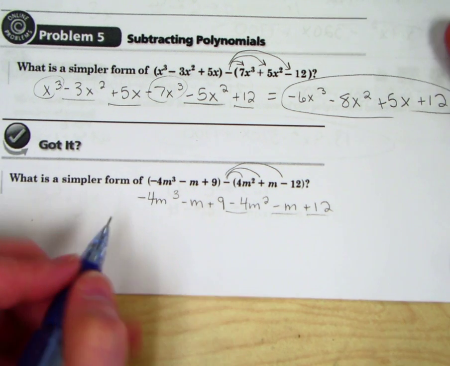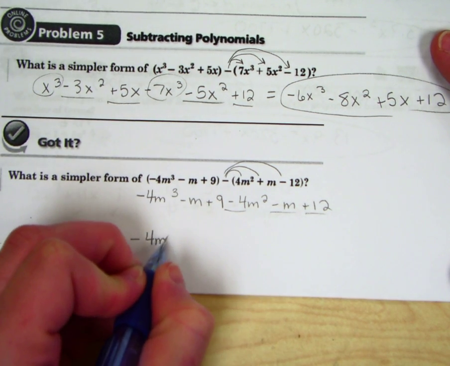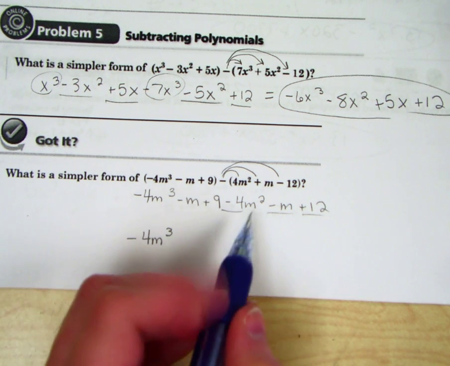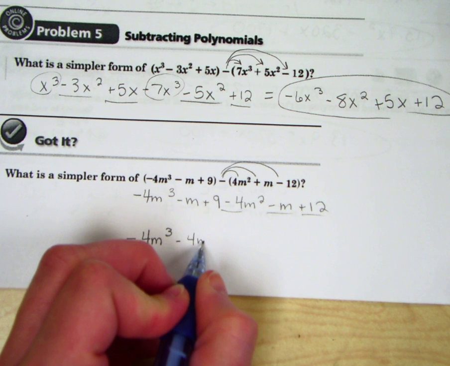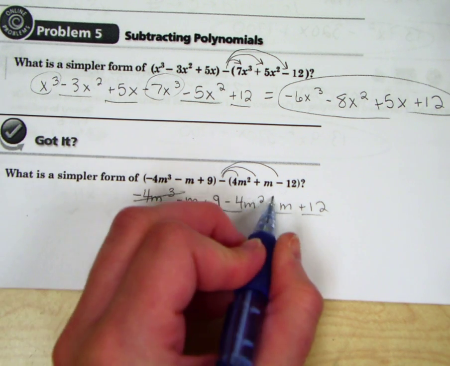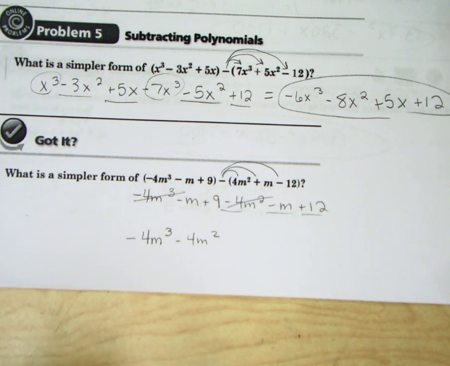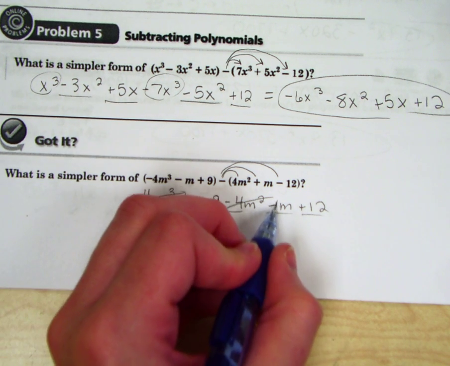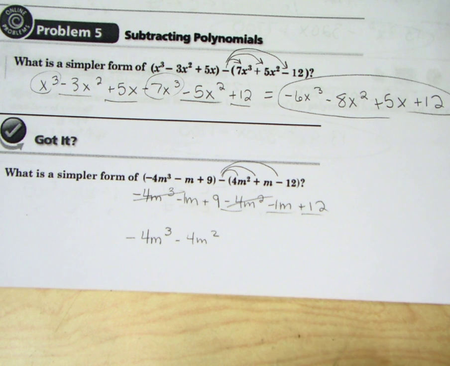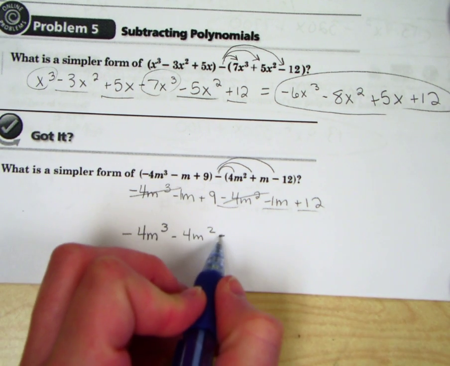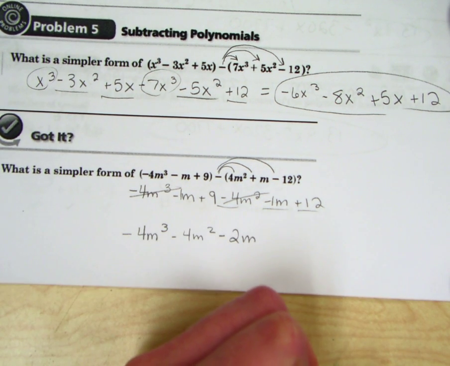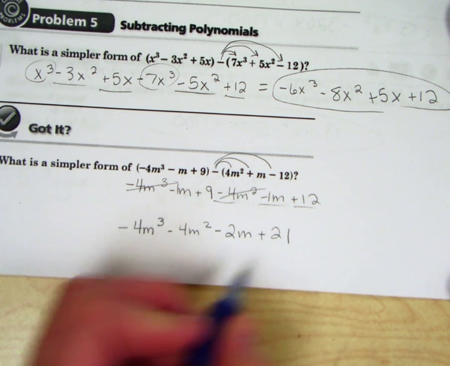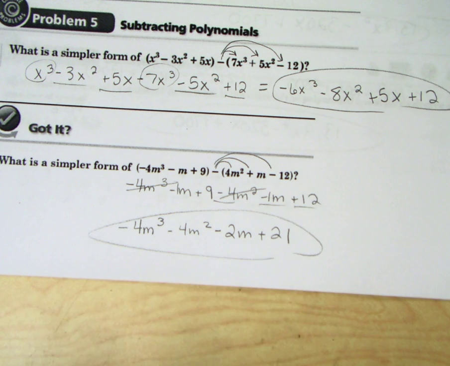Alright, let's look for like terms. I don't have any other m cubed, so I just bring the negative 4m cubed down. I only have the 1m squared, so I bring down the minus 4m squared. Notice how we're going in order by terms, by degrees. Now I have a minus m and a minus m. Remember, guys, those are 1's in front of them, so a minus 1 and a minus 1 makes a minus 2m. And then I have 9 and 12. Put 9 and 12 together and you get a positive 21. That's how you subtract polynomials.